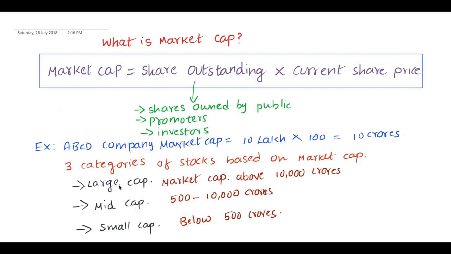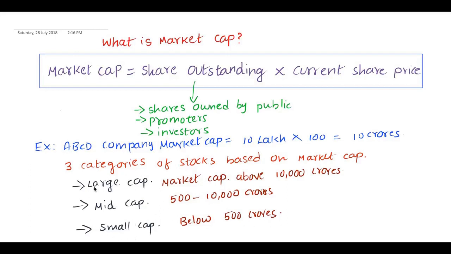So what is a large cap? A large cap means the market capital should be above 10,000 crores. If your company has market capital of more than 10,000 crores, then your company will be treated as large cap. If your company has market capital between 500 and 10,000 crores, then that would be treated as mid cap. If your company has less than 500 crores, then your company would be treated as small cap.